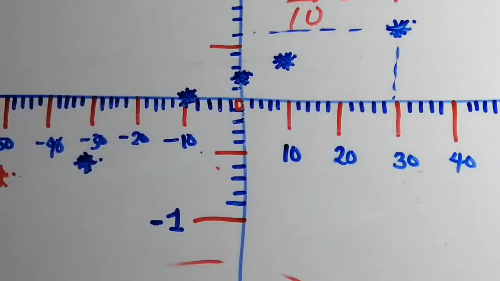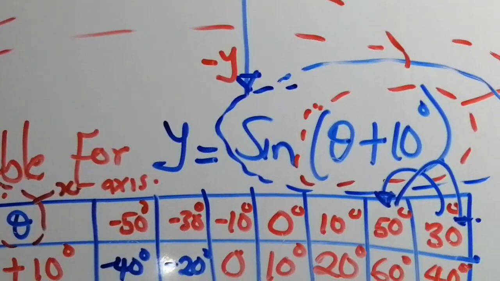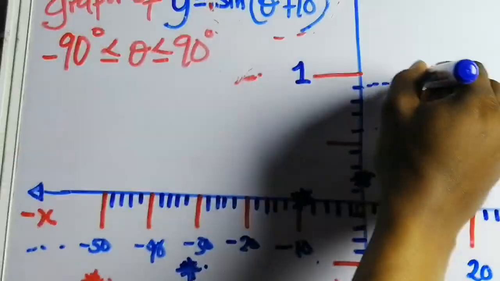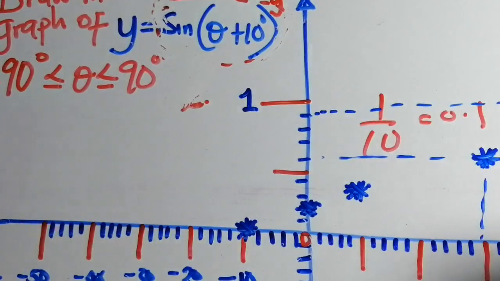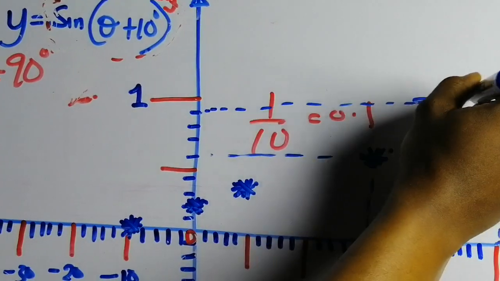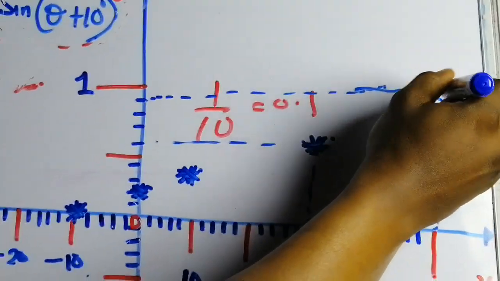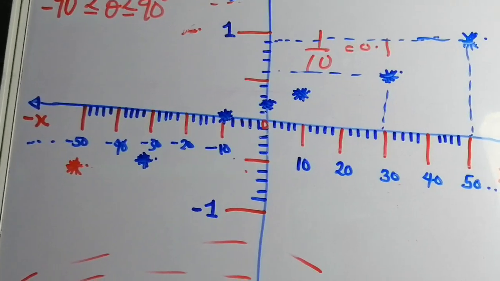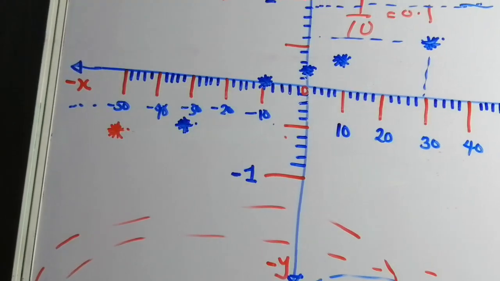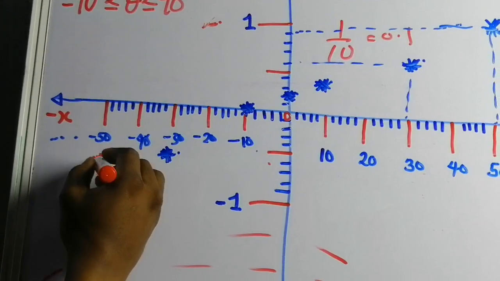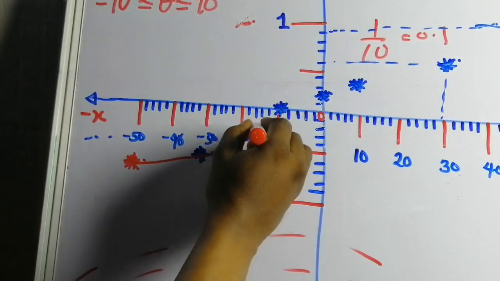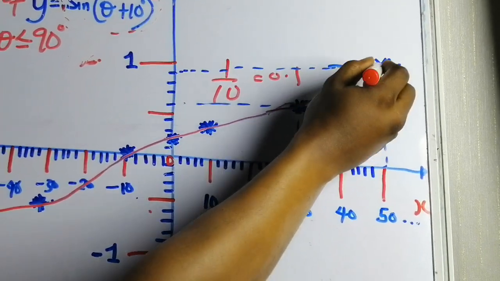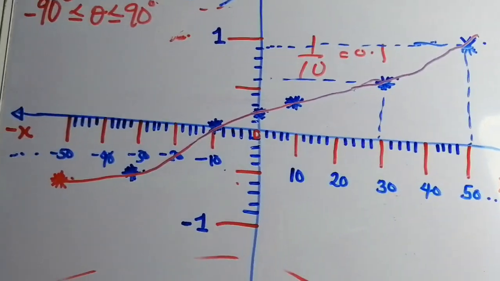Very simple. Then you now have your 50, 0.9. So look at your 0.9, it is around here, almost 1. Then you have your 50. Where did they join? They joined here. So you've been able to plot the graph of sine theta plus cos theta. All you need to do is join those star points together. Okay, joining.